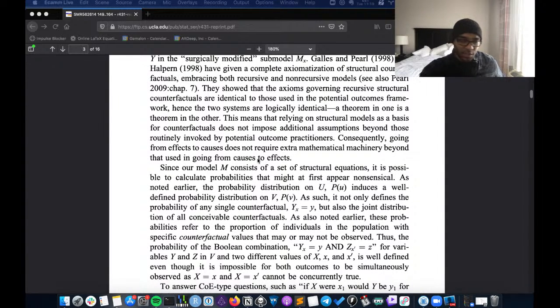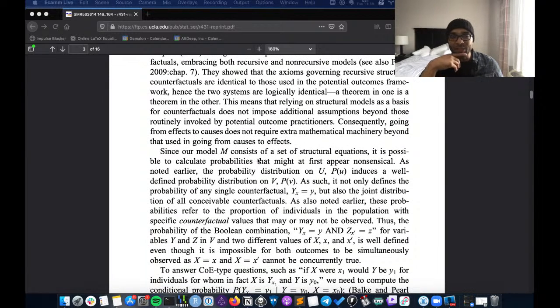So, potential outcomes versus structural causal models. Potential outcomes is another, and probably practically more common, way of doing causal modeling, but they're theorem-equivalent approaches. So what Pearl is saying here is that you don't lose anything by using his approach, which in practical settings could be argued, but theoretically he's right.